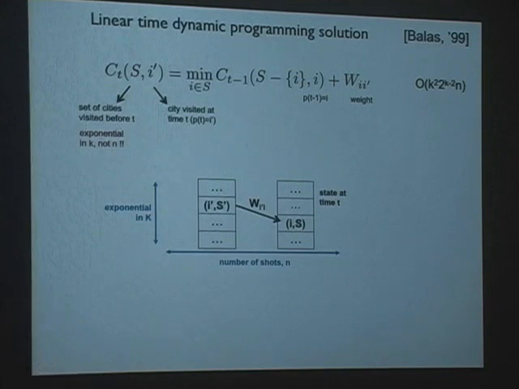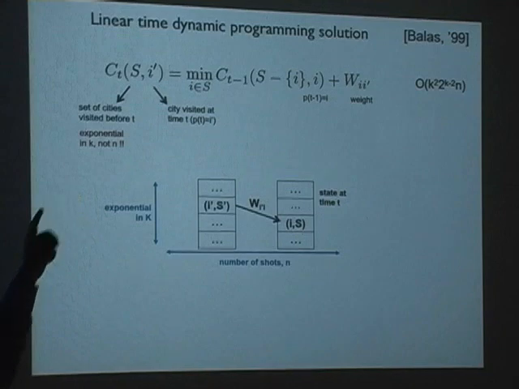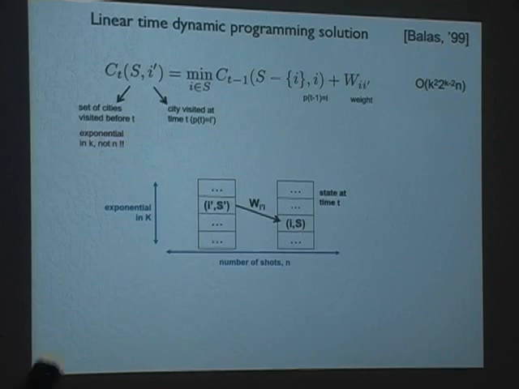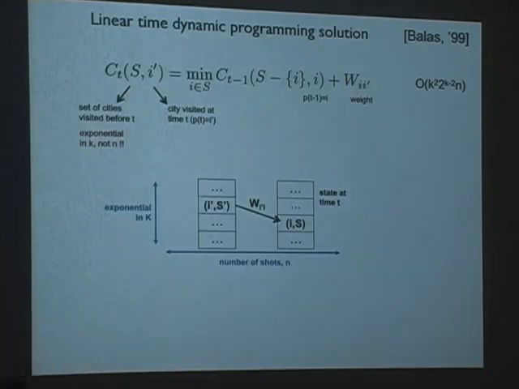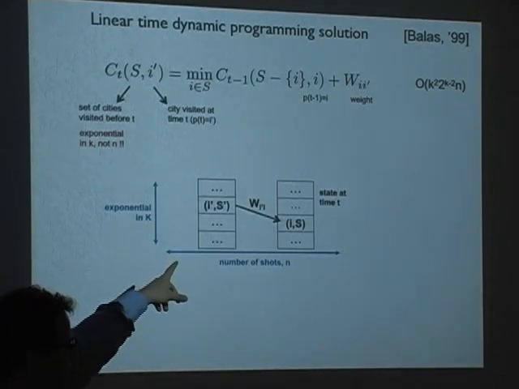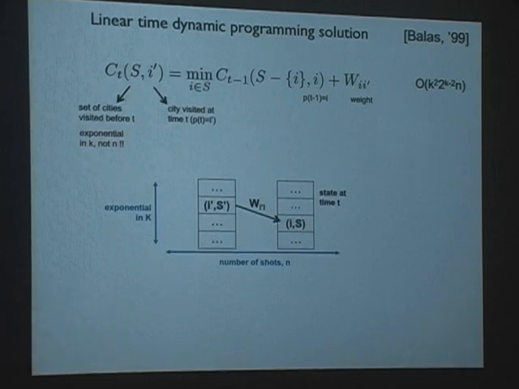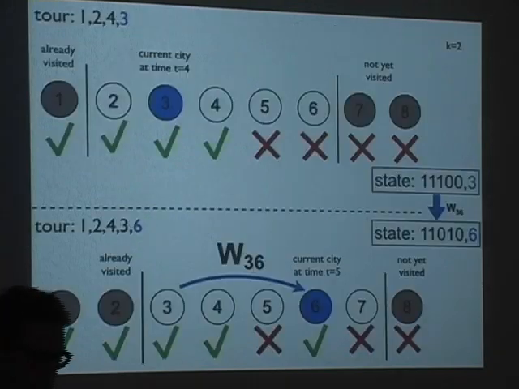And so notice that even though this set of states is exponential, in fact, the number of such sets is exponential in the width of the reordering, but it's linear in the number of shots. And so we can build a dynamic programming table compactly, again, where we transition from a state of a previous set of shots to the next shot. And the computation time is linear in n.